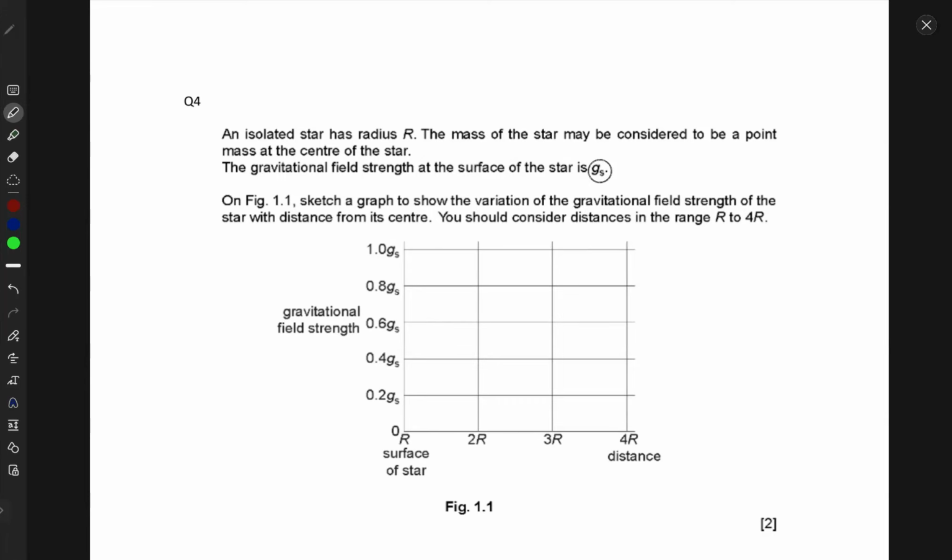Okay, so what do you think? What would this graph look like? Do you understand what we have to do?